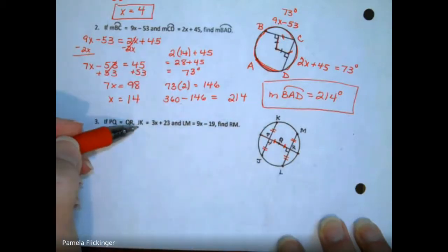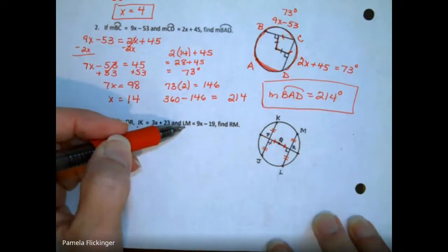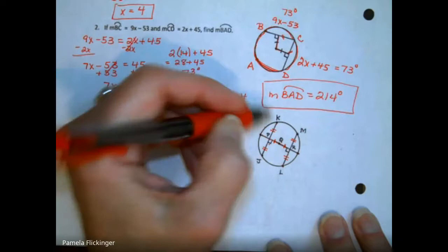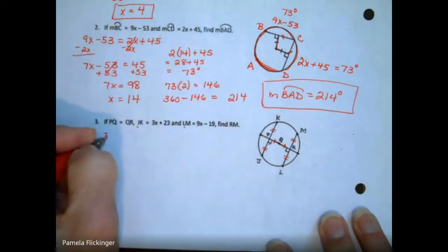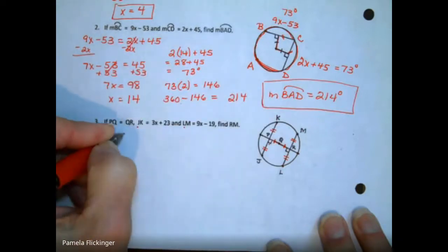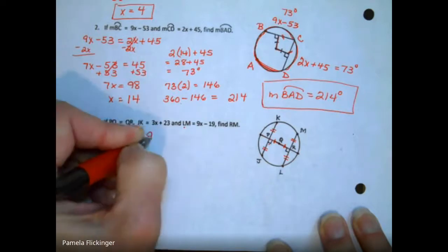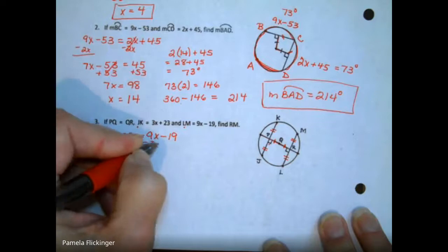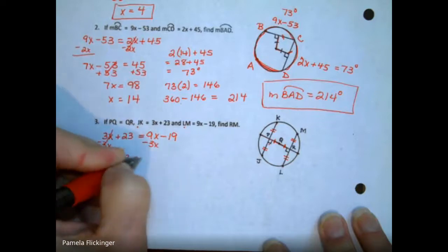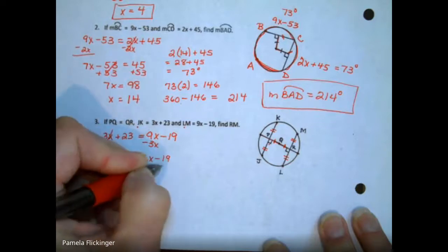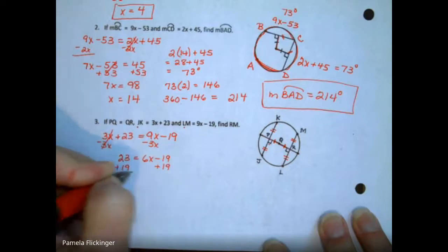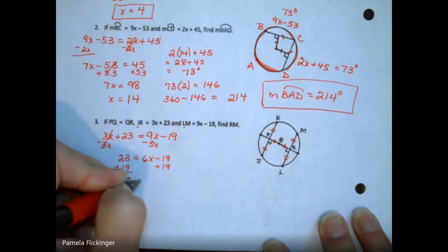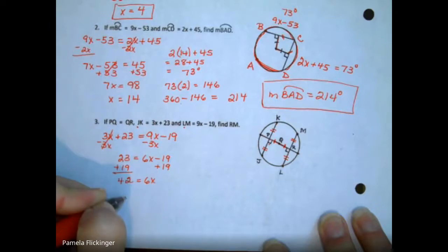All right. JK is 3x plus 23, and LM is 9x minus 19. Those are the whole chords, and they are just going to be equal to each other. So we start with that so that we can solve for x. So I'll subtract 3x, add the 19, and then x will end up being 7.